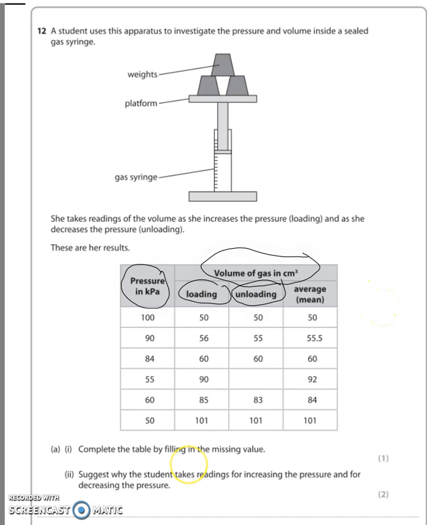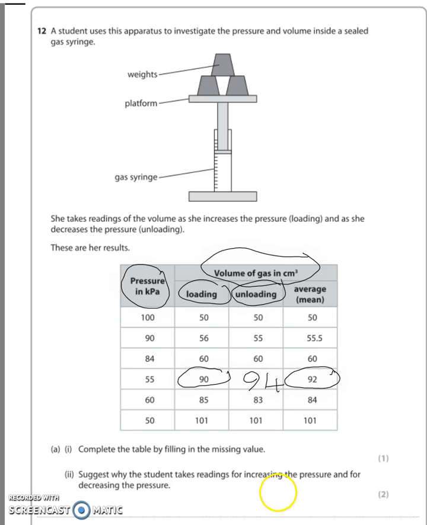So it says complete the table by filling in the missing value. So it's given you that the average is 92. One of the values was 90. So in order for the average to be 92, the missing reading would need to be 94, so that 92 is exactly halfway in between those two results.